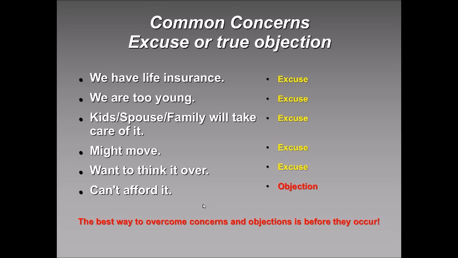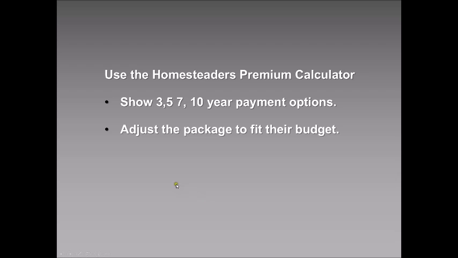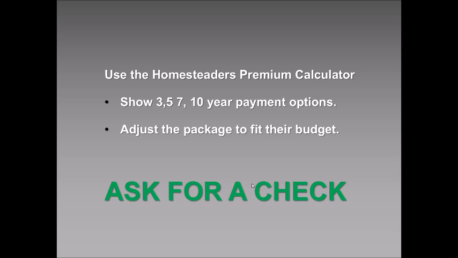And what they'll sometimes say is, well, we could probably do $70 a month. So from there, I will either adjust the funeral plan, or I will adjust the 3, 5, 7, or 10-year payment options so that I can get it closer into their budget. So once we adjust it and we've met what it is that she can do, it's most likely that we'll be able to get this finished up. And always remember to ask for a check.